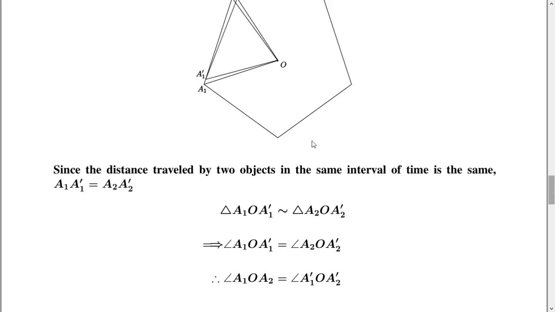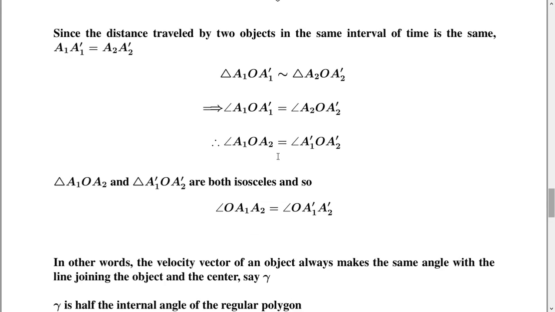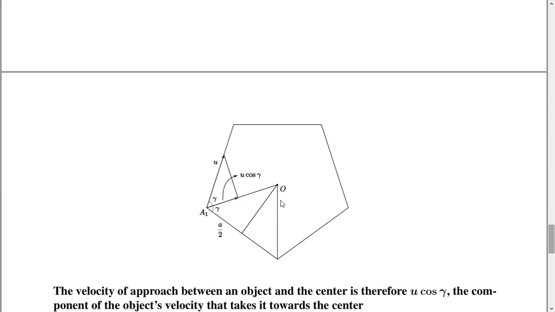And what is that angle? This angle OA1A2 is going to be half of the internal angle of the polygon, because of the symmetry of a regular polygon. We know the internal angle of a polygon, and half of it would be (n minus 2) by 2n times pi. We'll call that gamma. So the component of object A1's velocity u that takes it towards the center is u cos gamma.